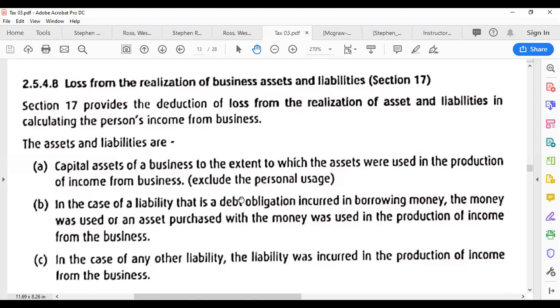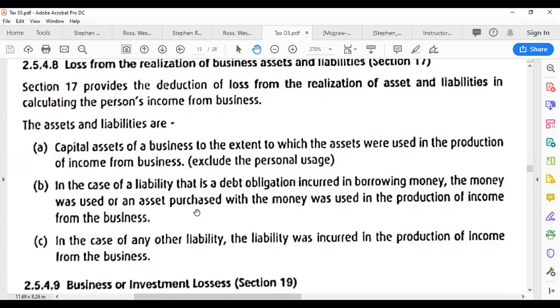So the losses from the realization of business assets and liabilities. The assets and liabilities are, number one, capital assets of a business to the extent to which the assets were used in the production of income from the business. So we have to include those assets which are used in the production of income.